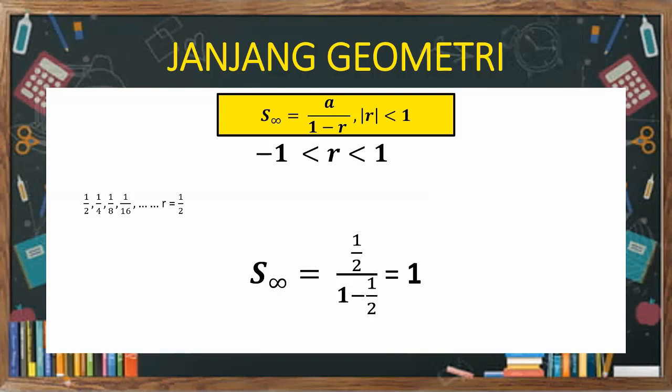So, the thing that we will have to take note of here is the r. The r here must be in between -1 to 1. And this is the formula. So, what you do is only by substituting a over 1 minus r. And the answer is 1 for this progression.